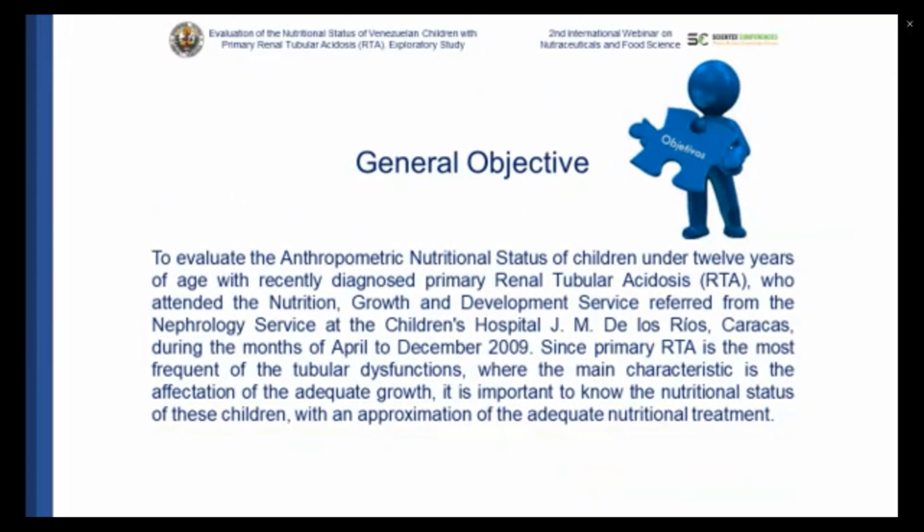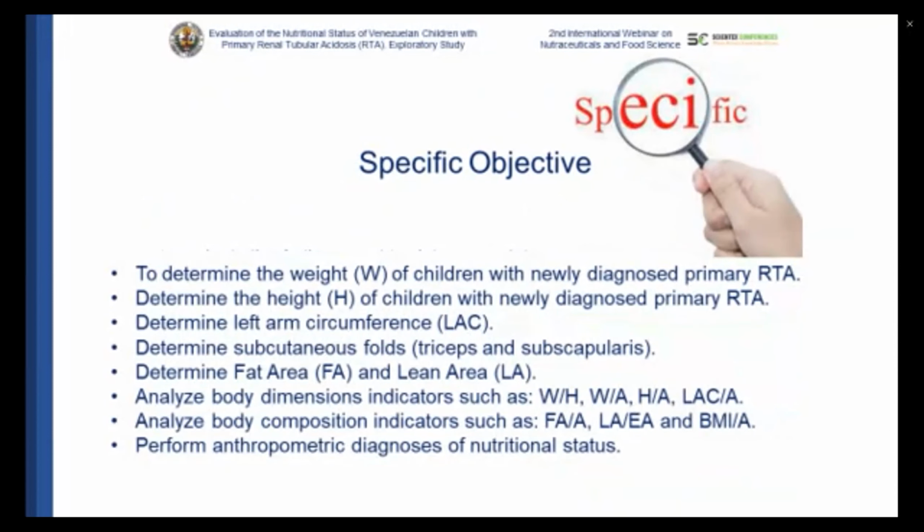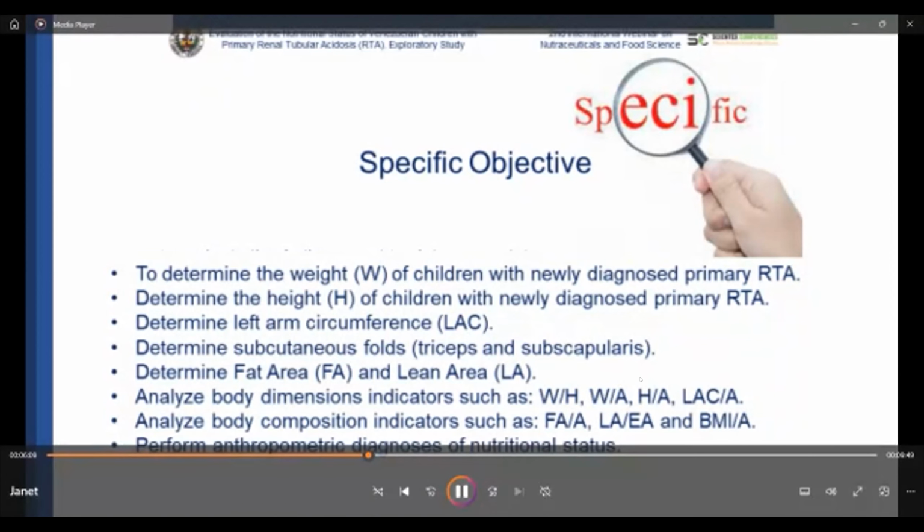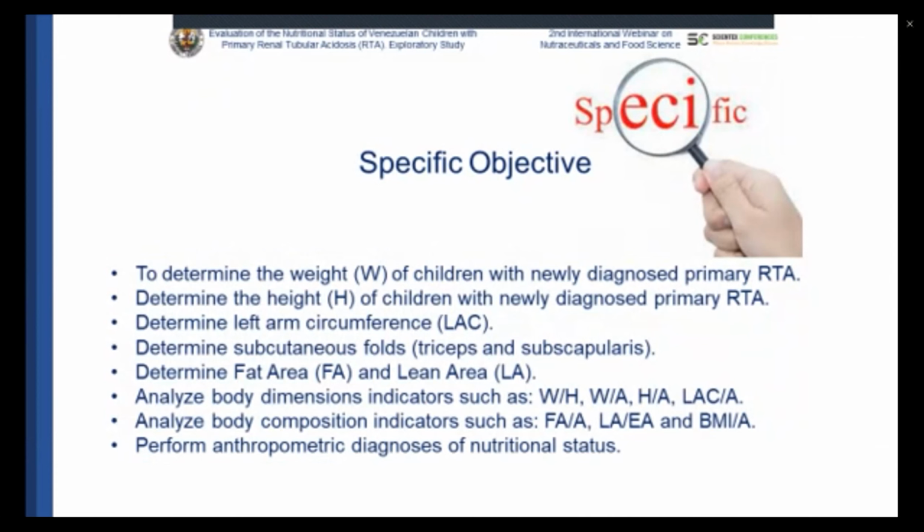Since primary RTA is the most frequent of the tubular dysfunctions, where the main characteristic is the affectation of adequate growth, it is important to know the nutritional status of these children with an approximation of the adequate nutritional treatment. The specific objectives are focused on the determination of the nutritional composition of children through the evaluation of anthropometric parameters such as weight, height, skin fold, and circumferences, and the combination of these parameters.